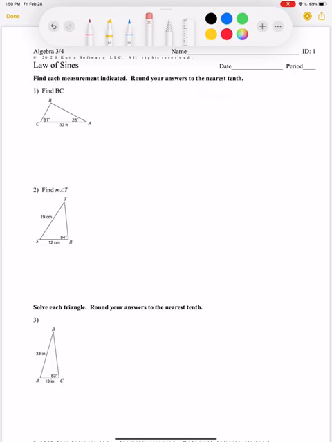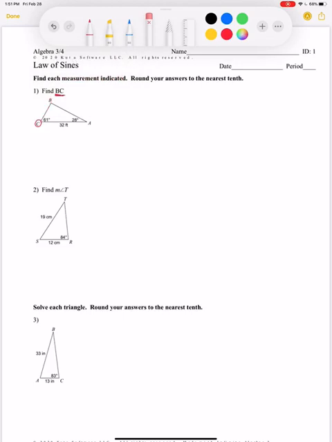For the first two, it's just find each measurement indicated, round answers to the nearest tenth. So in problem 1, it asks us to find BC. Okay, what is BC? Well, BC, it's not an angle. If it was asking for an angle, it would say measure of angle B, measure of angle C. But it doesn't. It says find capital B, capital C. What that means is, look at where B and C are. Here's B, here's C. BC means whatever's between them, and between them is that side.